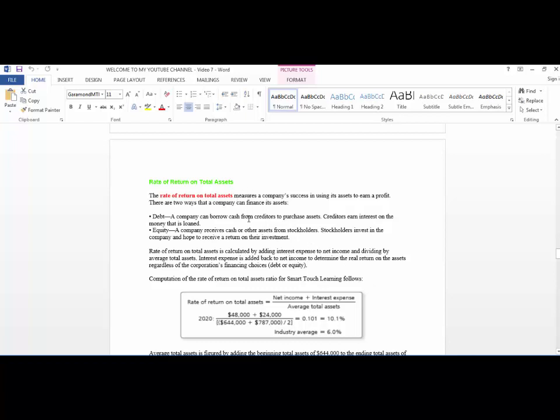It helps to find out the company's success in using its assets to earn a profit. There are two ways that a company can finance its assets. One is called debt, the other is called equity. What is the difference between debt and equity?